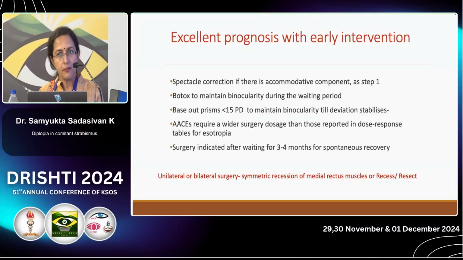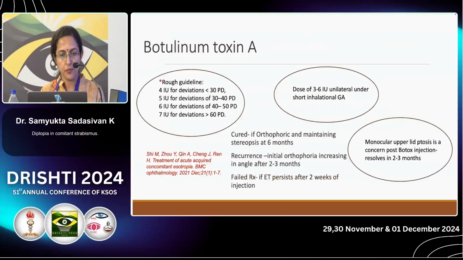And if the amount of deviation is close to 15 prism diopters, you can even try a base out prism to maintain binocularity till the deviation stabilizes. Surgery, as I told, after 3 or 4 months till the deviation stabilizes. And another interesting point is that we have to go for a wider surgical dosage than those reported in dose response tables for esotropia. So Botox, this is a rough guideline.